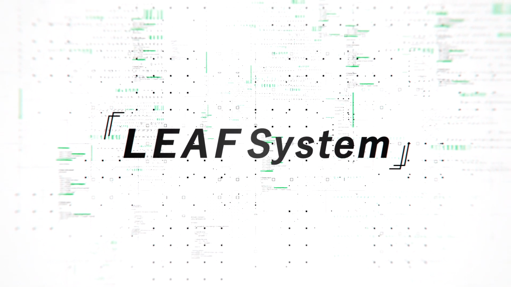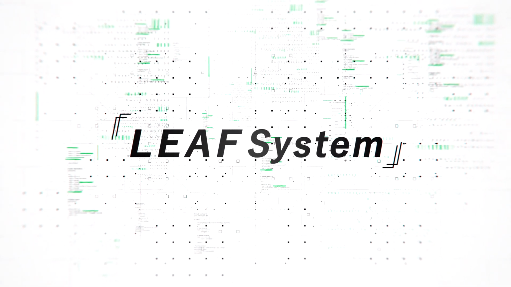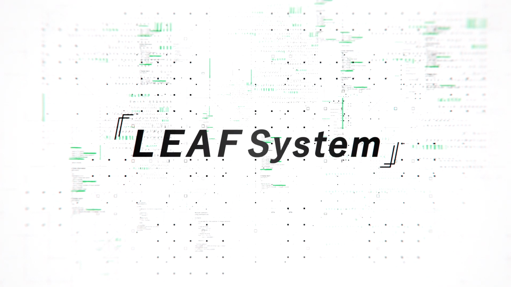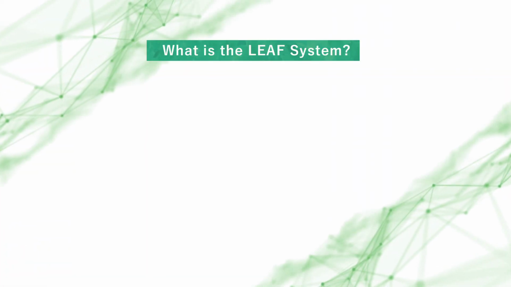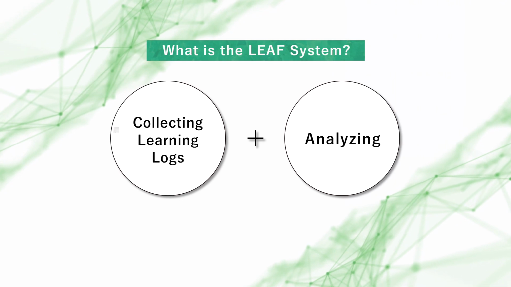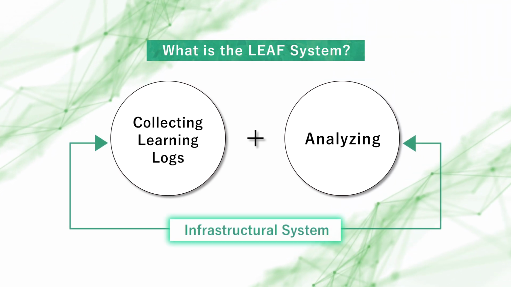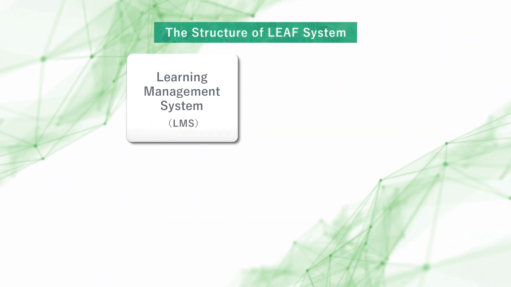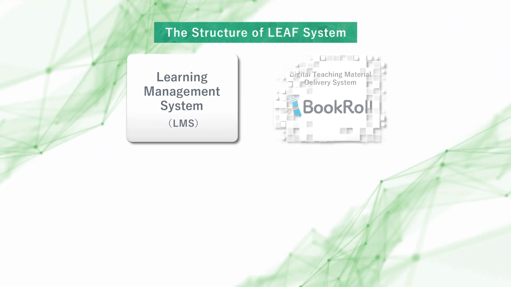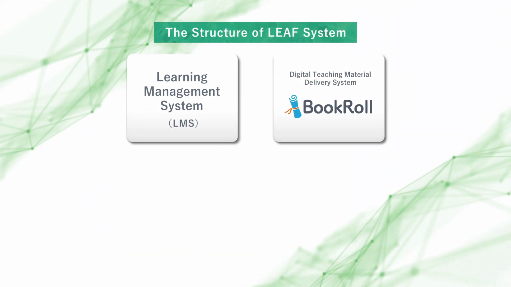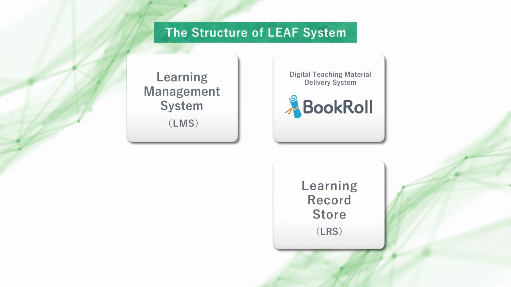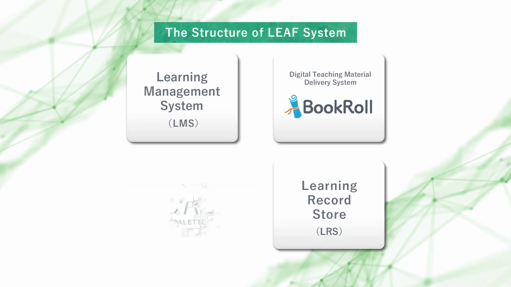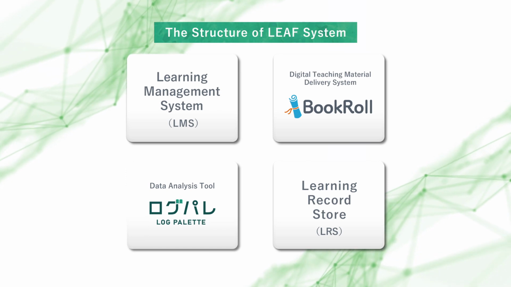Please don't worry. Our LEAF system enables anyone to easily advance their digital transformation, educational DX, with educational data. The LEAF system is an infrastructural system that supports the collection and analysis of learning logs. This consists of a learning management system, LMS, a digital teaching material distribution system called BookRoll, learning record store LRS, and a data analysis tool called LOG PALLETE.